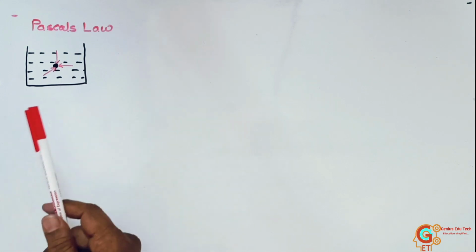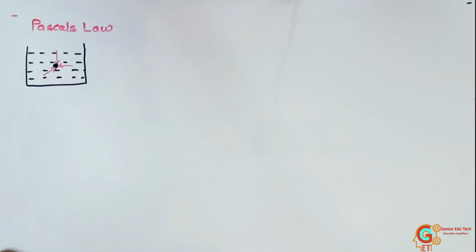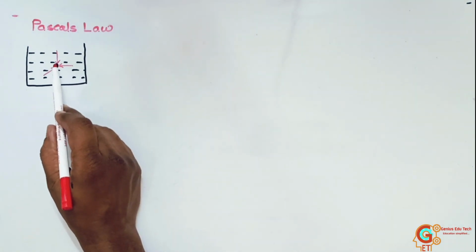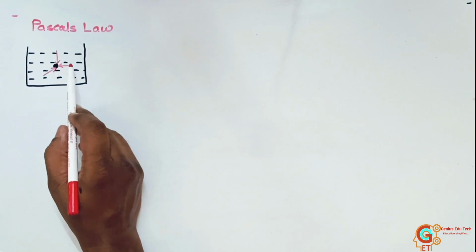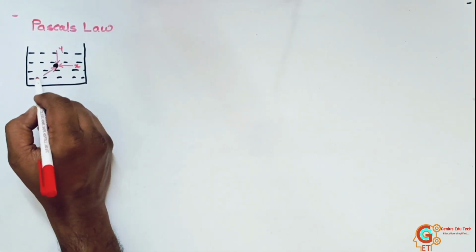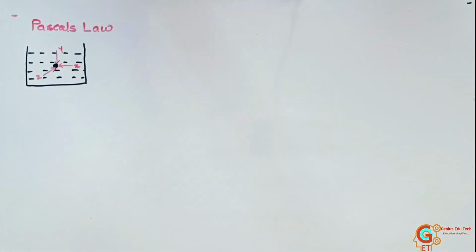Now before diving into the derivation, let us understand what is the statement. First we will consider a static fluid. As the fluid is contained in a container, it is not flowing, so it is a static fluid. And we have considered a point in a static fluid where the pressure intensity is acting in x, y and z, that is all the mutually perpendicular axes.